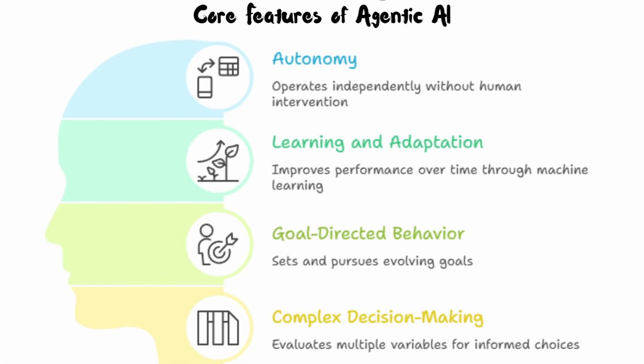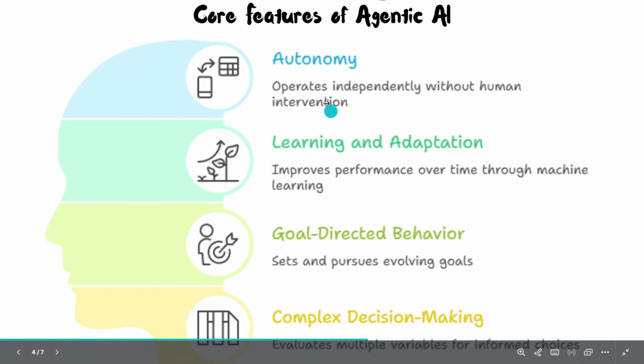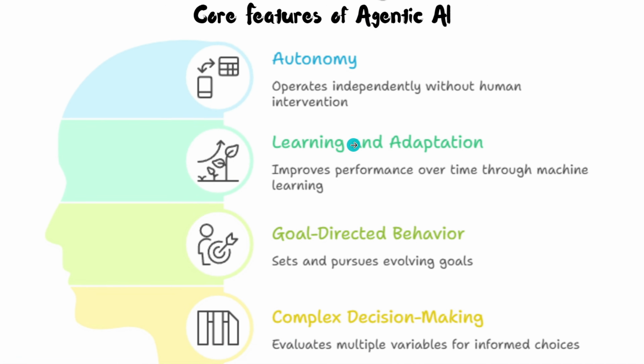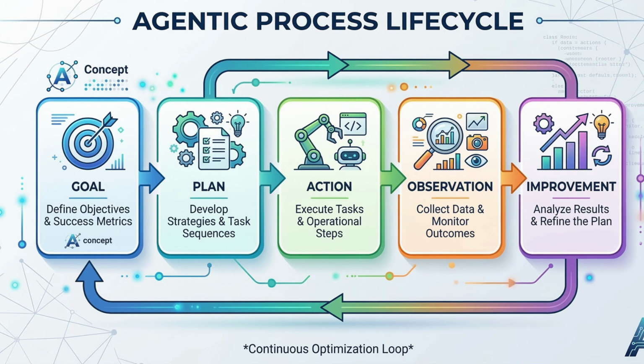Coming to the core features of agentic AI, it is autonomous. It operates independently. Then there is learning and adaptation. Based on human feedback or other feedback, it will learn and adapt. It improves performance over time. Then goal directed behavior. Every agent's aim is to achieve the goal. It is goal oriented behavior, and the agent is capable of decision making. Now the agent process life cycle, how the agents will work.